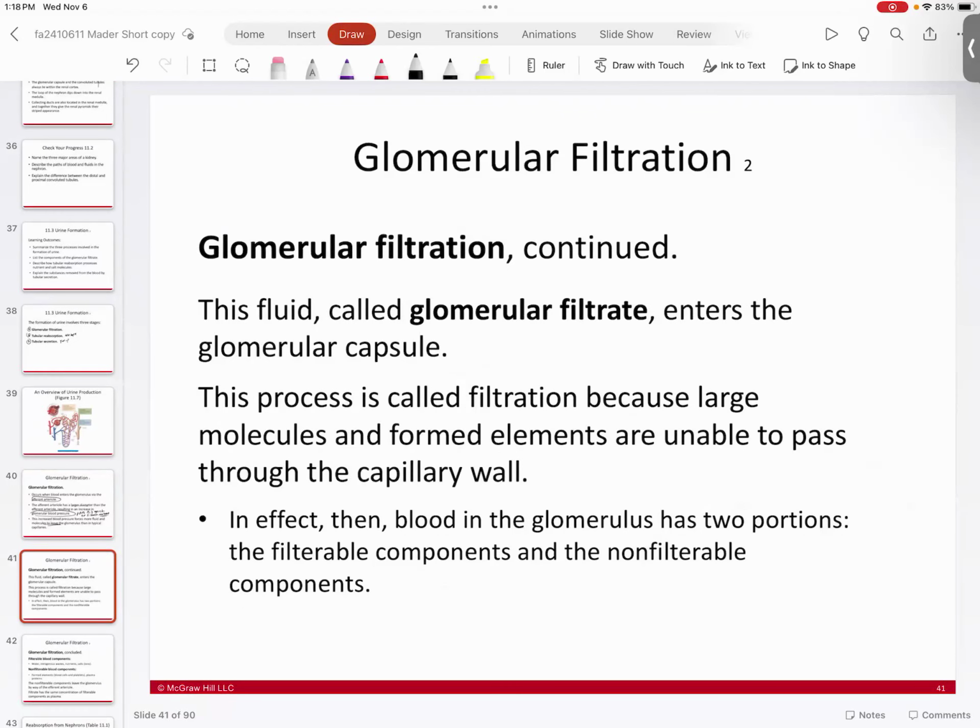Now then, the fluid that basically exits the glomerulus is what's called the filtrate, right? And this is basically the fluid that's inside that capsule, inside the glomerular capsule. Now, at this particular point, the filtrate resembles plasma.